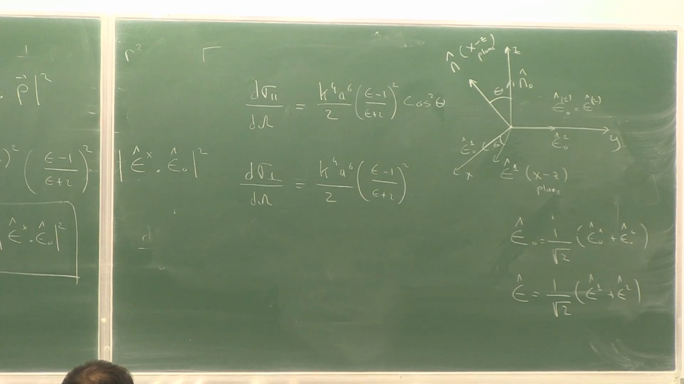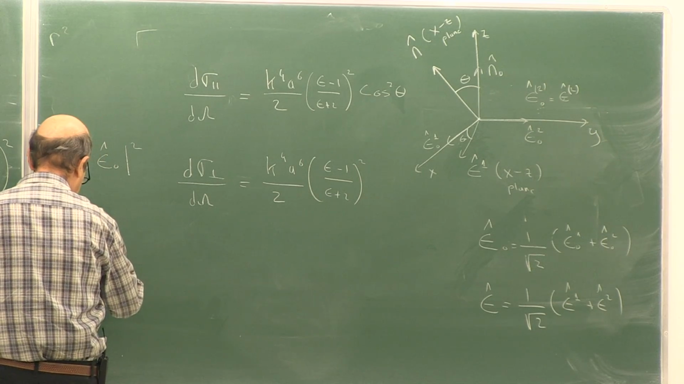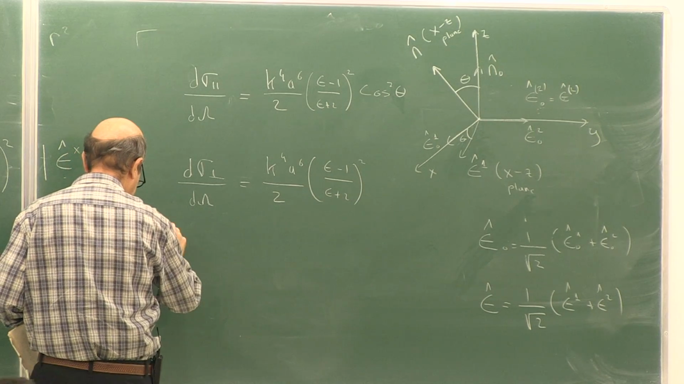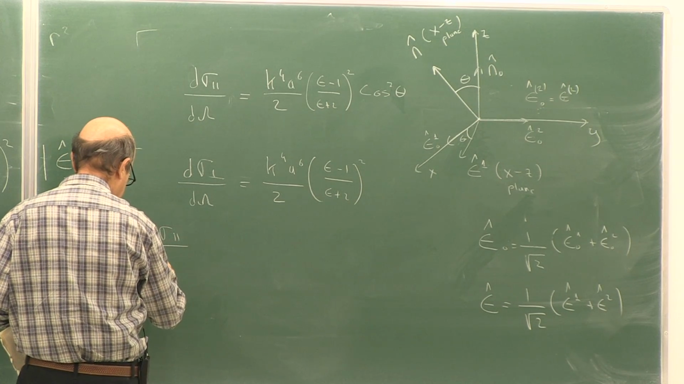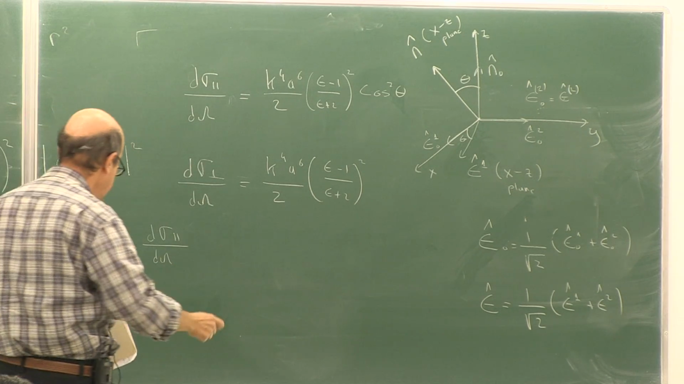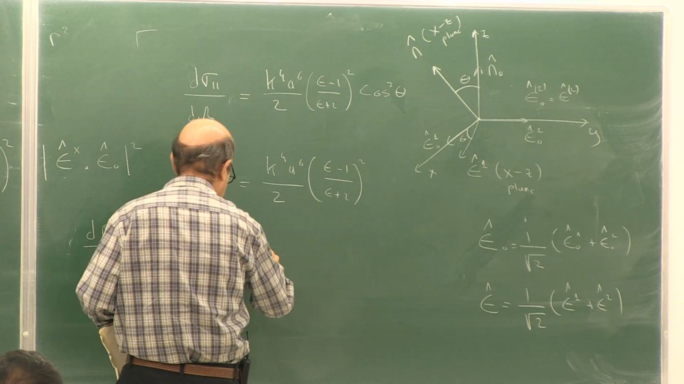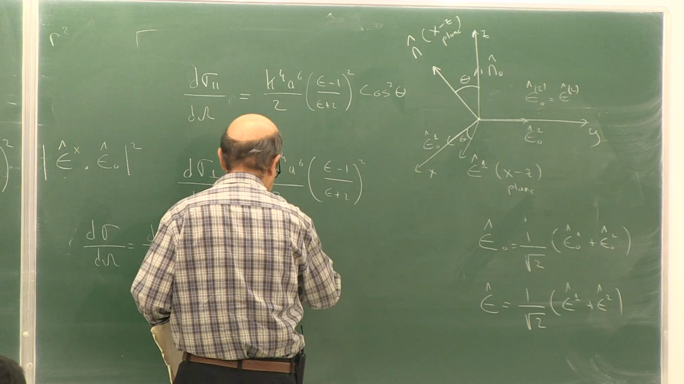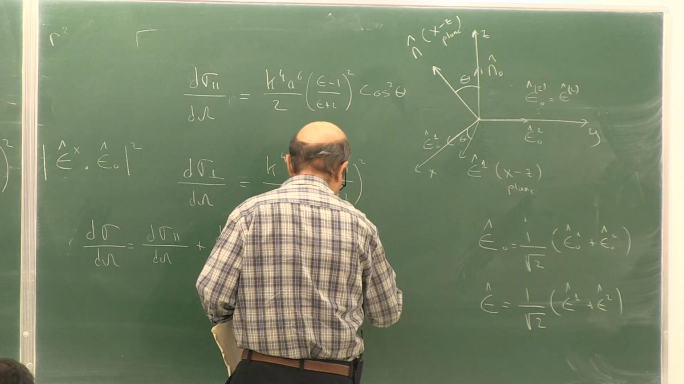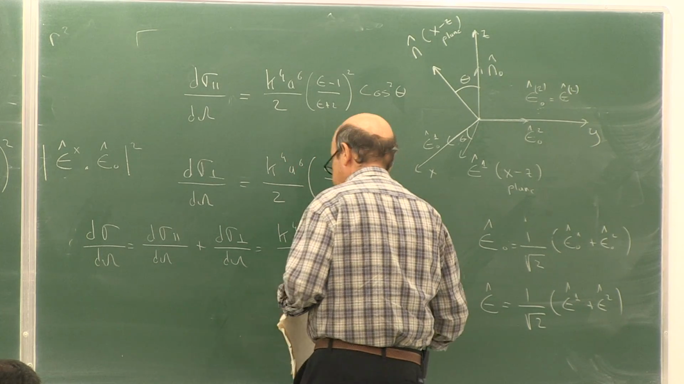So basically, if you sum up those things, scattering cross section per solid angle will be the sum of these two. Scattering cross section per solid angle parallel to the surface, plus perpendicular to the surface, will give you k to the 4, a to the 6 over 2, epsilon minus 1, epsilon plus 2 square, 1 plus cosine square theta.